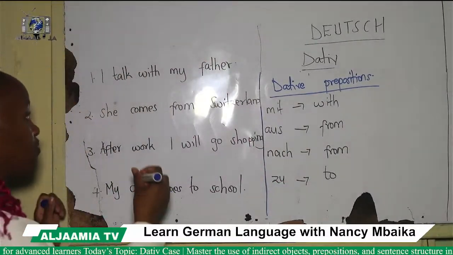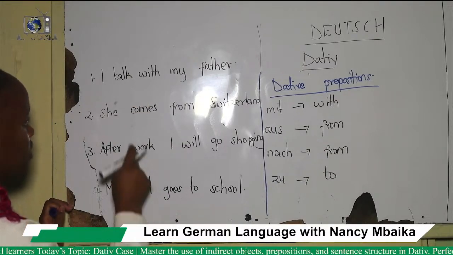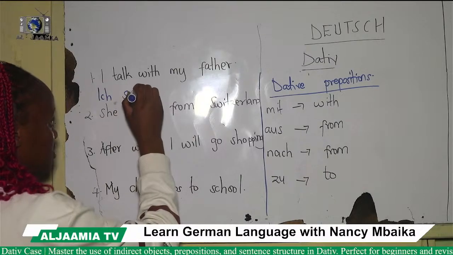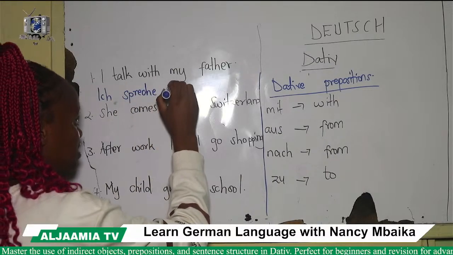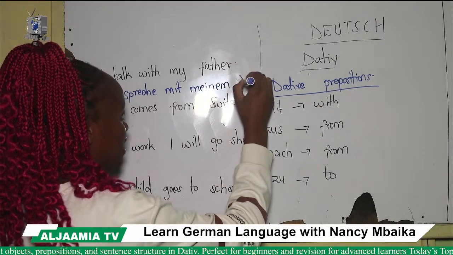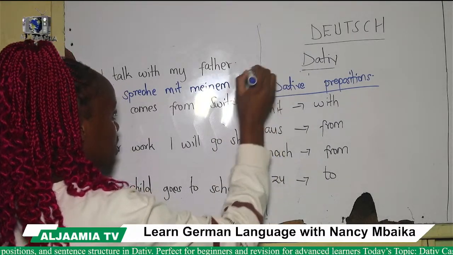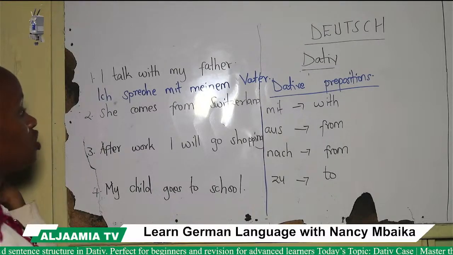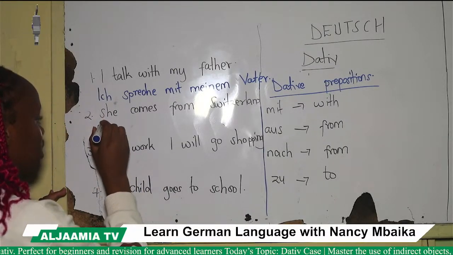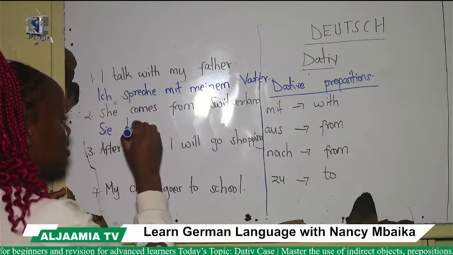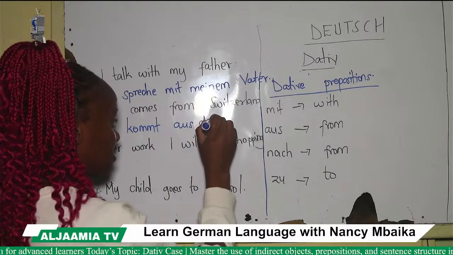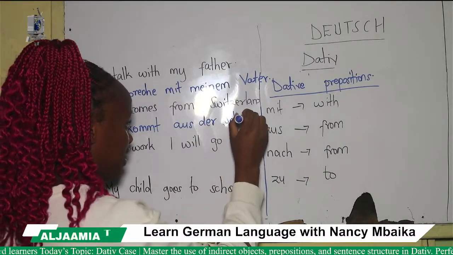So I talk with my father. Okay. So you're going to say ich spreche mit meinem Vater. Ich spreche mit meinem Vater. She comes from Switzerland. So Switzerland is called die Schweiz. So we're going to say sie kommt aus der Schweiz.